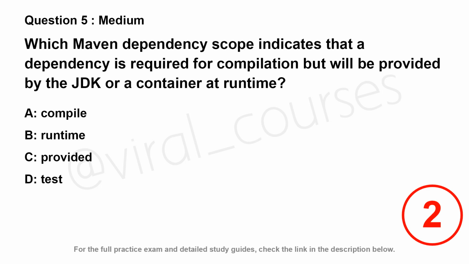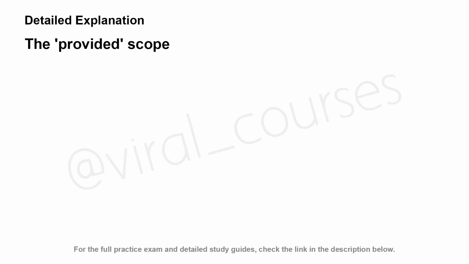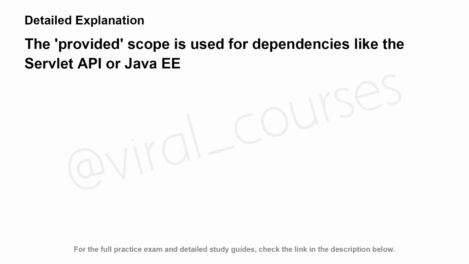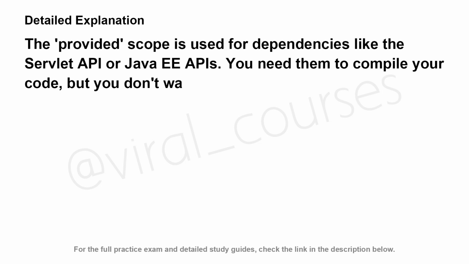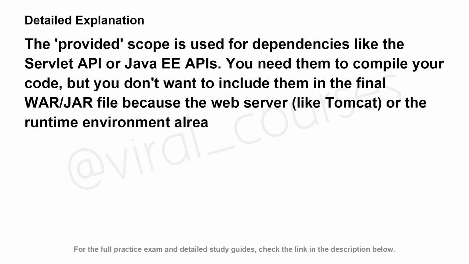The correct answer is C. The provided scope is used for dependencies like the Servlet API or Java EE APIs. You need them to compile your code, but you don't want to include them in the final jar file because the web server, like Tomcat, or the runtime environment already provides those libraries.